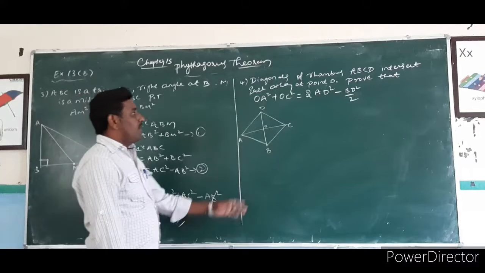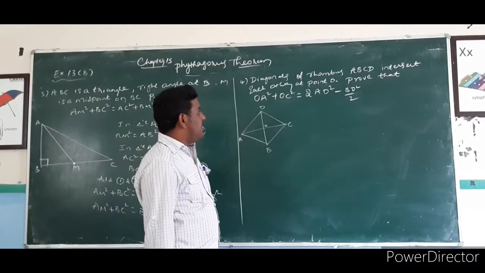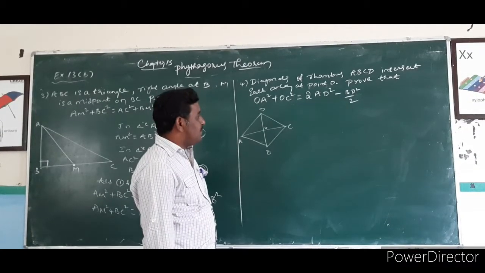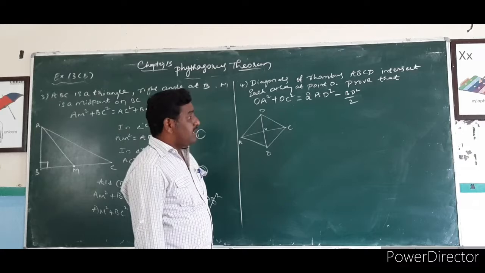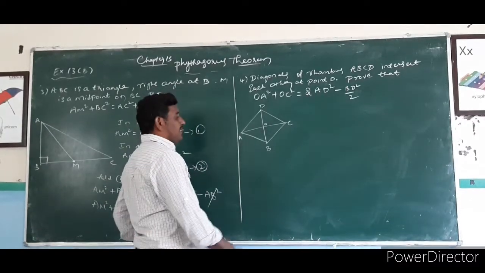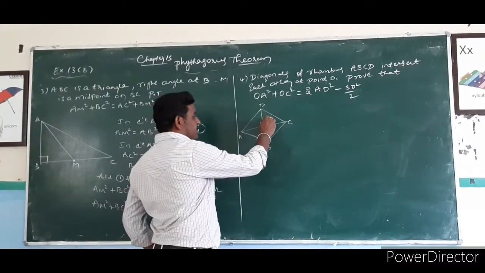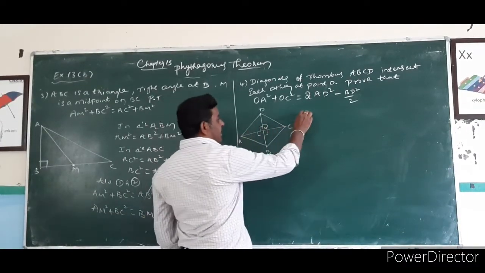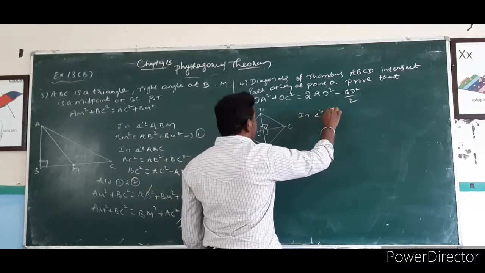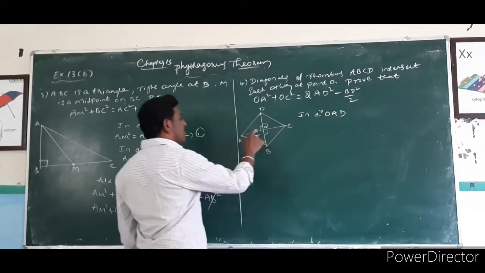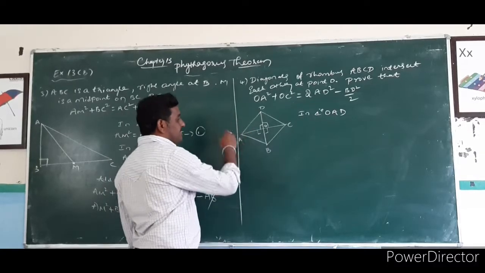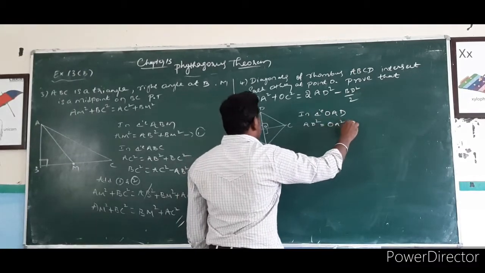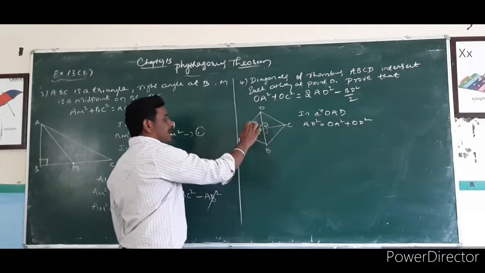Next question. Diagonals of a rhombus ABCD intersect each other at point O. Prove that OA square plus OC square is equal to 2AD square minus BD square by 2. Here the rhombus diagonals bisect each other at right angles. So if I consider the triangle OAD, apply Pythagoras theorem. AD square is equal to OA square plus OD square for this triangle.